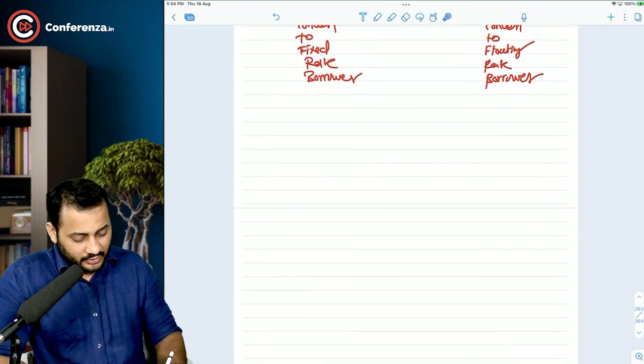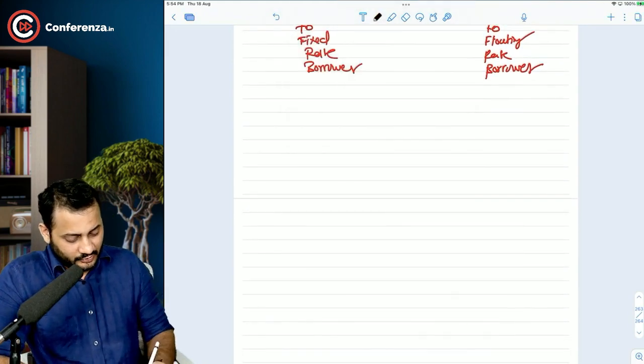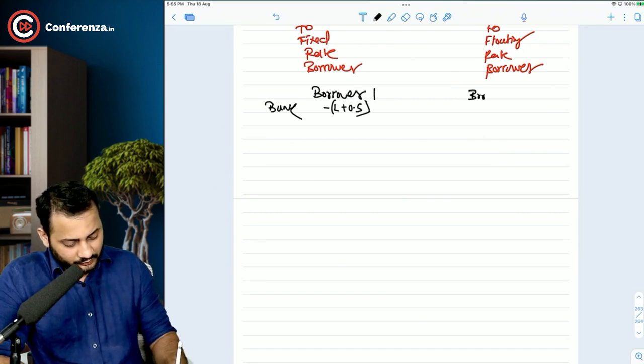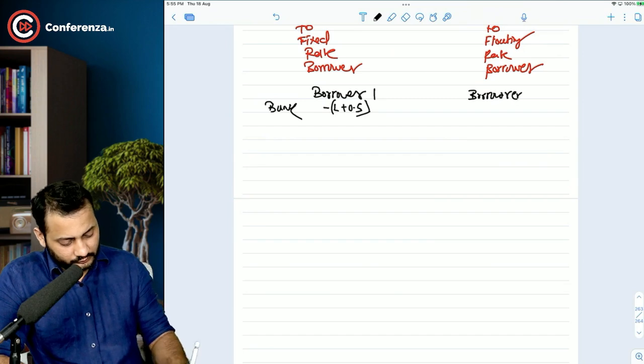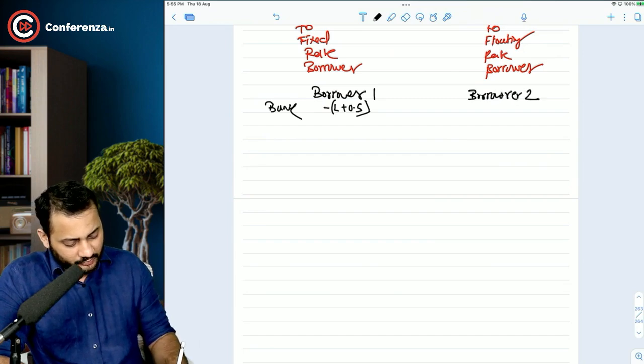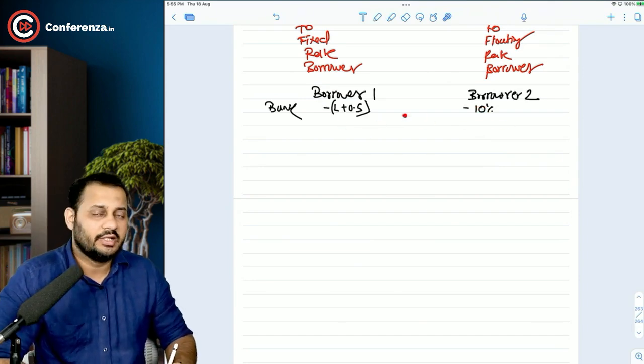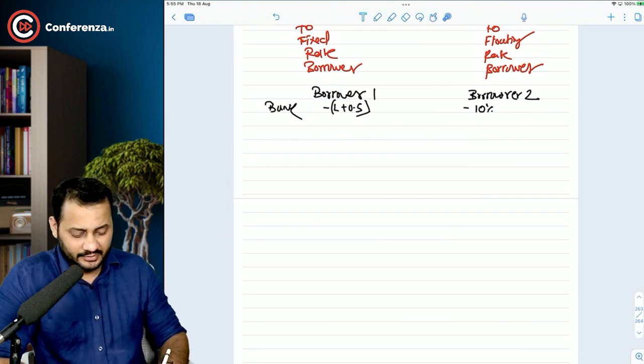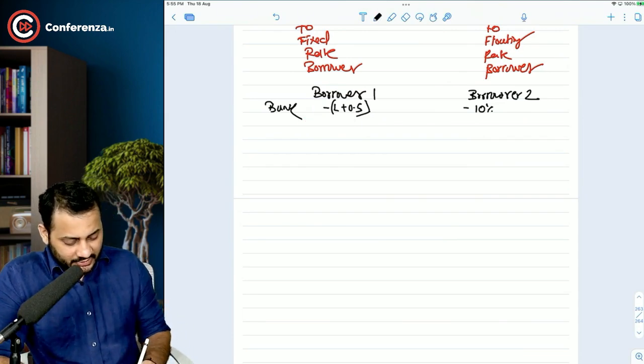Now, look how the transaction will happen. For borrower 1, he will pay to the bank how much? LIBOR plus 0.5. Borrower 2 will pay to the bank how much? 10%. This will be as it is. Interest rate swaps will not affect the transactions of each borrower with the bank. It will be honored as agreed between the parties. But now the swap transactions will happen.